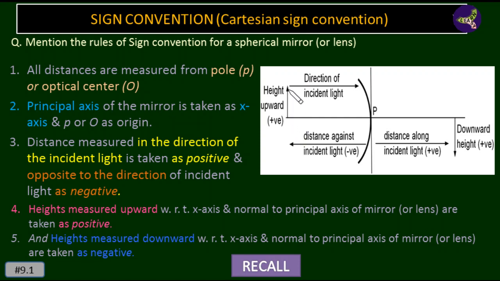So you can see the height measured upward has to be positive, and on the other hand, the fifth point: the height measured downward is taken as negative. It should be negative, it is not positive. So these are the sign conventions, the Cartesian sign convention. While doing all mirror problems or lens problems, we have to consider these sign conventions.